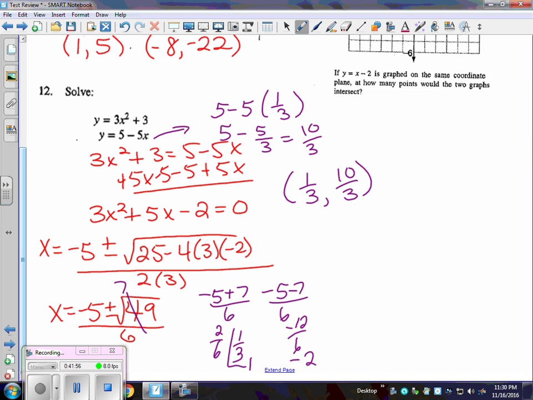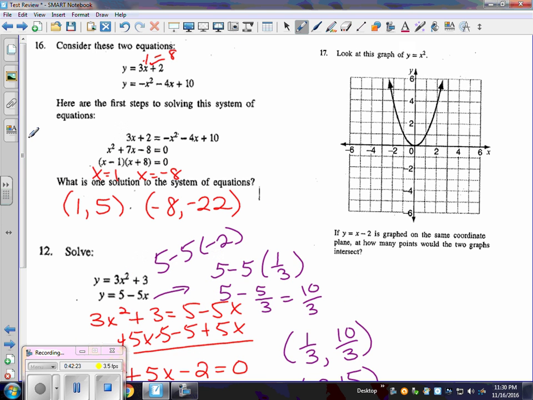Then I plug negative 2 in, and I end up with a 15, I believe. Yep. So negative 2, 15. Those are the 2 points where the quadratic and the linear equation intersect.